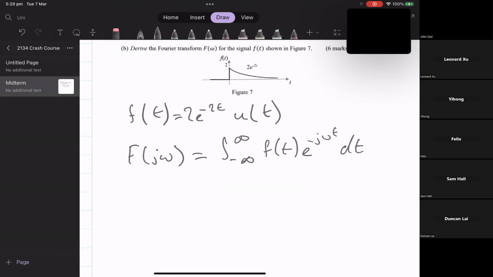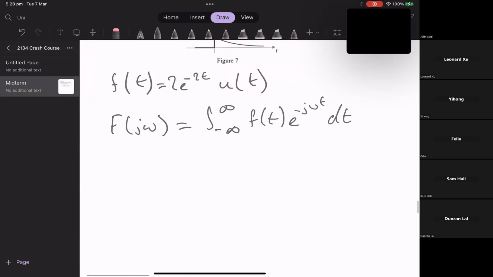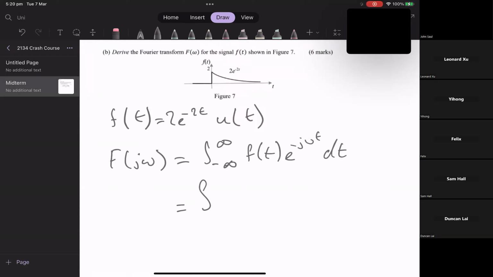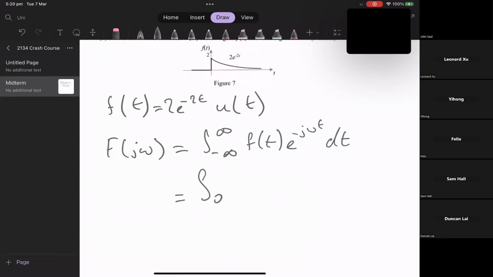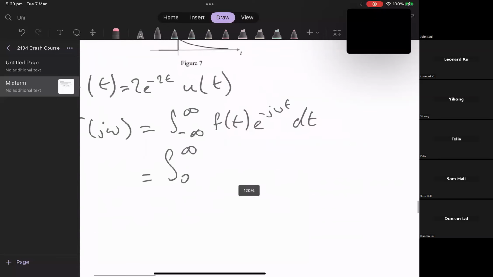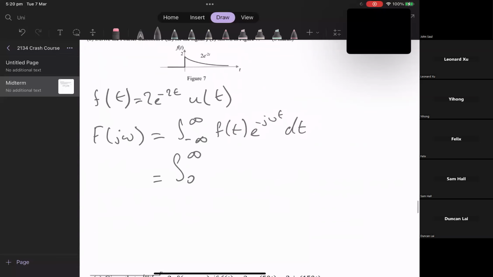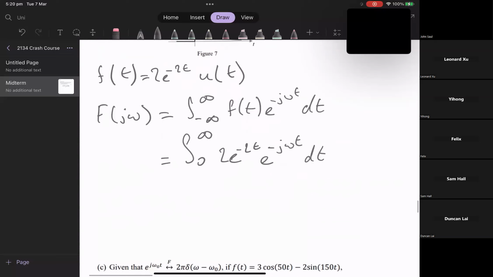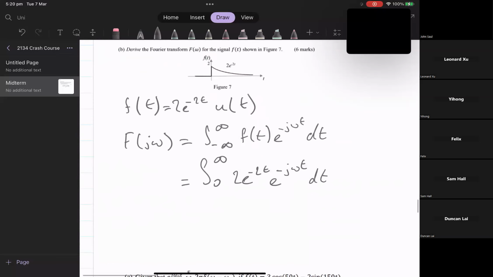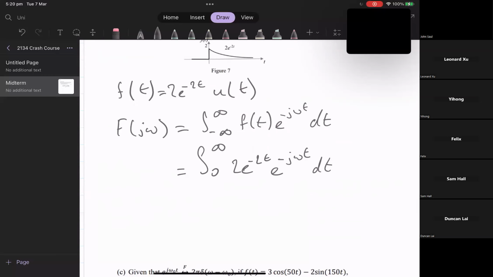This is our basic formula, and then we sub in our f of t. Also noting that our bounds, it's 0 for negative t, so we can say from 0 to infinity of e to the negative 2t e to the negative j omega t. We're ignoring the step function because we've included it in our bounds, so it's going from 0 to infinity instead of negative infinity to infinity.